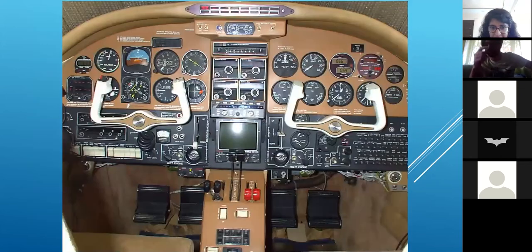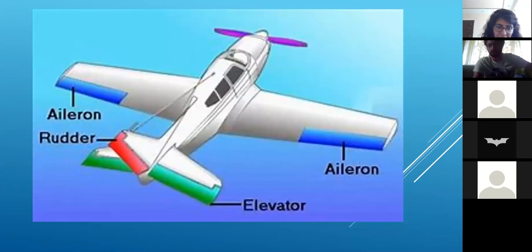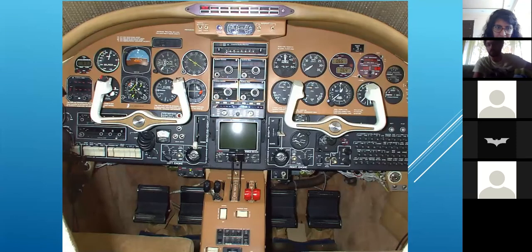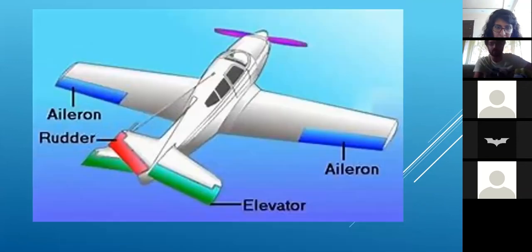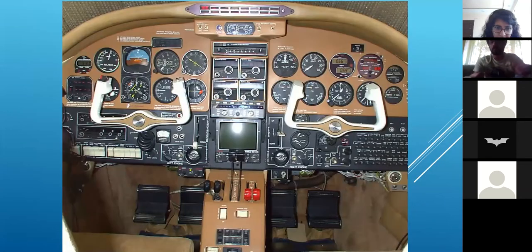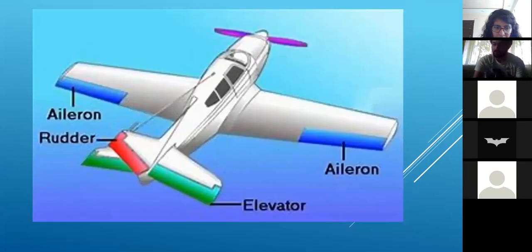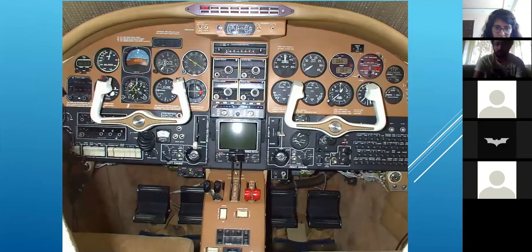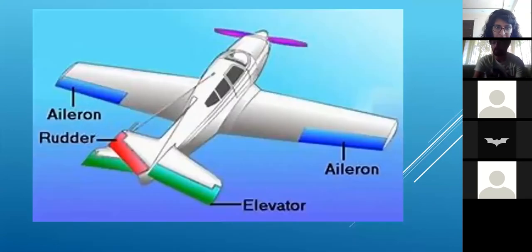When you move the control column left or right, like you would move a steering wheel, the ailerons move. When you pull or push it, the elevators move. And when you press the pedals left or right, the rudder moves. Okay. Now coming to your question, Aditi, what's the difference between banking and turning?